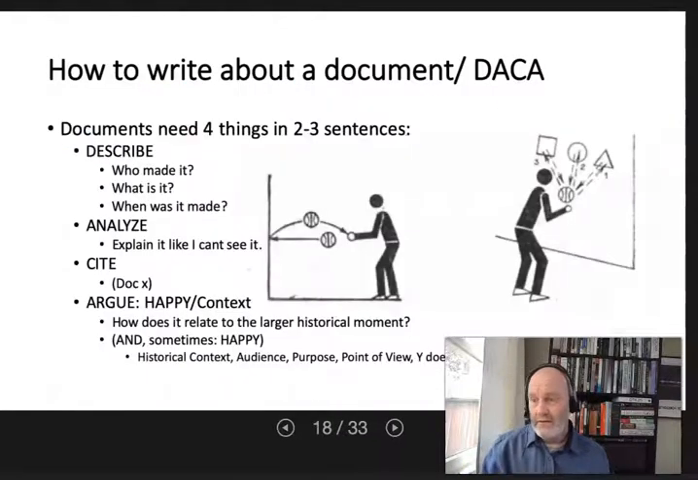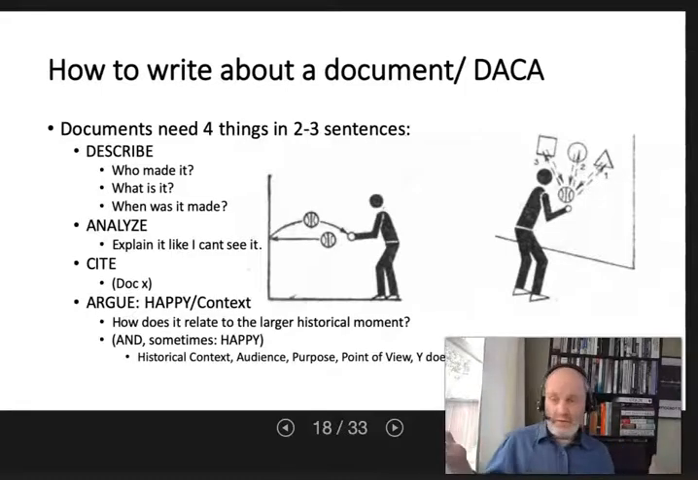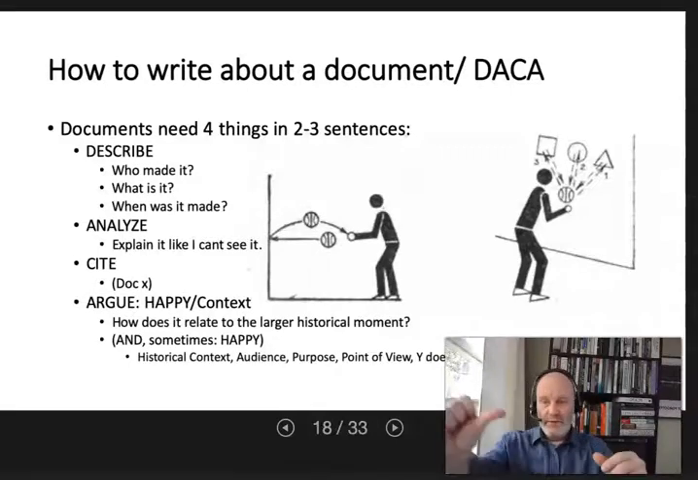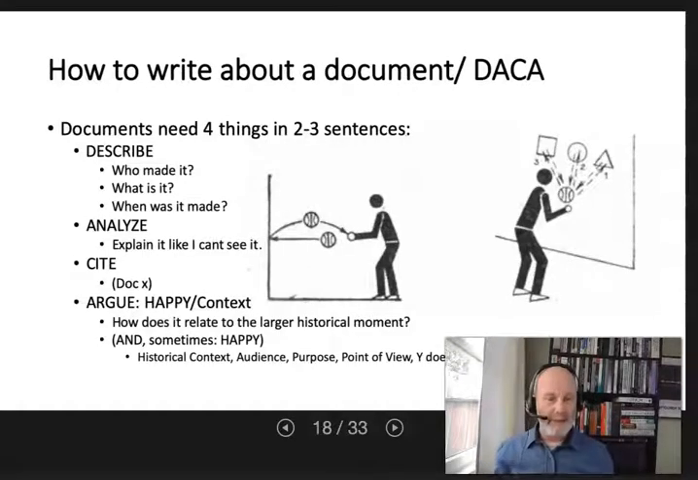That is the A of the analyze, and then you cite it. What is it? Where do you find it? Doc 1, 2, 3, 4, 5, 6, 7, whatever it is. Don't forget to cite. It's very, very important. Don't forget to cite. Cite, cite, cite. Put a post-it note up on your computer. Cite, cite, cite. Period. So you can do that in 2 sentences. You can do that in 1 sentence. Most of the time, it's actually 1 sentence. So you're moving quickly.